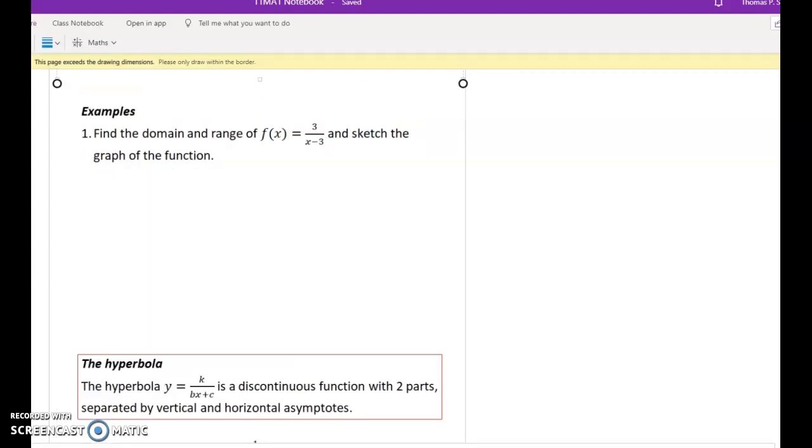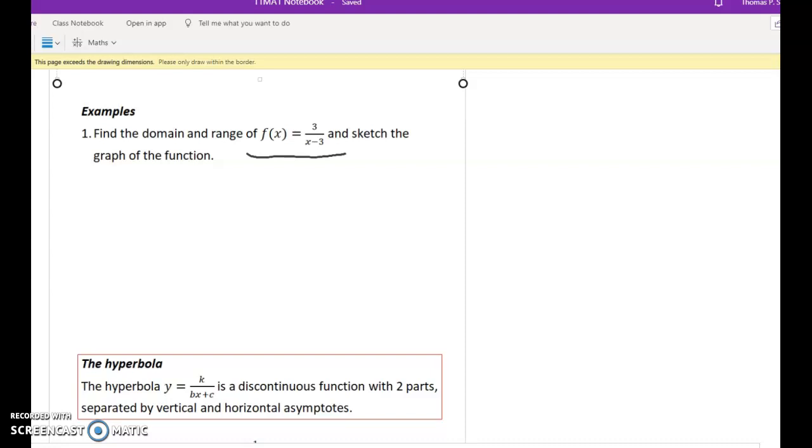Okay, find the domain and range of f of x equals 3 on x minus 3 and sketch the graph of the function. Okay, so something to note here would be that if we look at the structure of this, we do have a number greater than 1 at the top, and that's just going to affect the steepness of it. But the number down the bottom that is on the denominator, what that's going to do is shift the graph across.